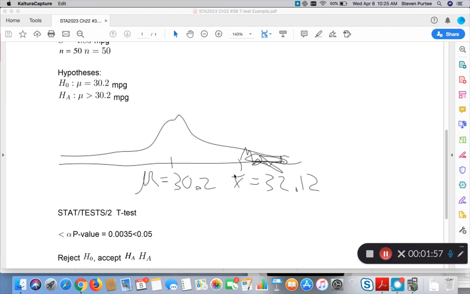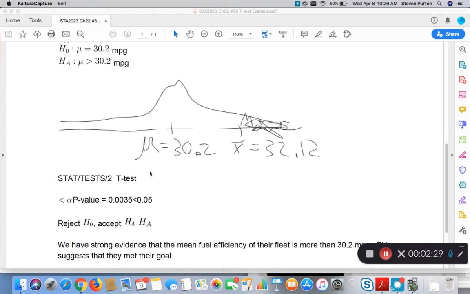All right, we draw our picture. This is a required step. Right in the middle, we have our hypothesized mu naught, 30.2. Over here above that is the sample mean, 32.12. Notice that's above, and I wrote above. We always shade tails, so I shade above this sample. I shaded above, and I wrote above.